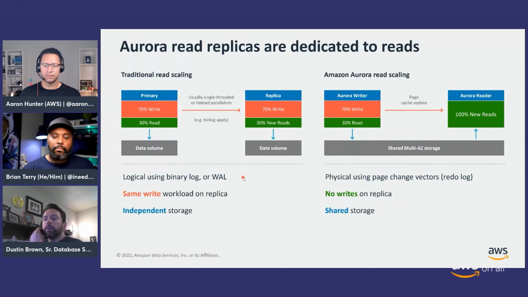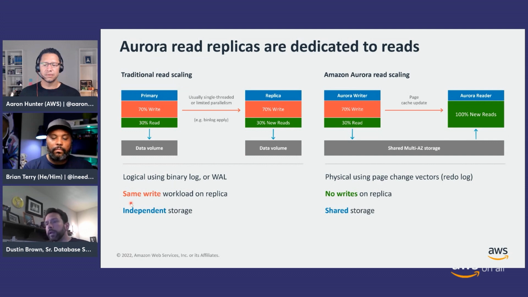And then again, with Aurora, read replicas are dedicated to reads. If you look on the left-hand side of the screen here, we see that traditional read scaling usually has a single thread or limited parallelism. It uses logical replication using binary log or WAL log replication. So binary log for MySQL or WAL log for PostgreSQL.